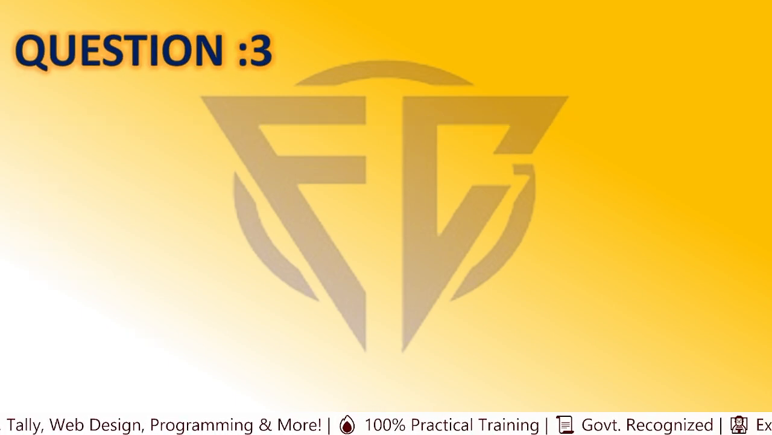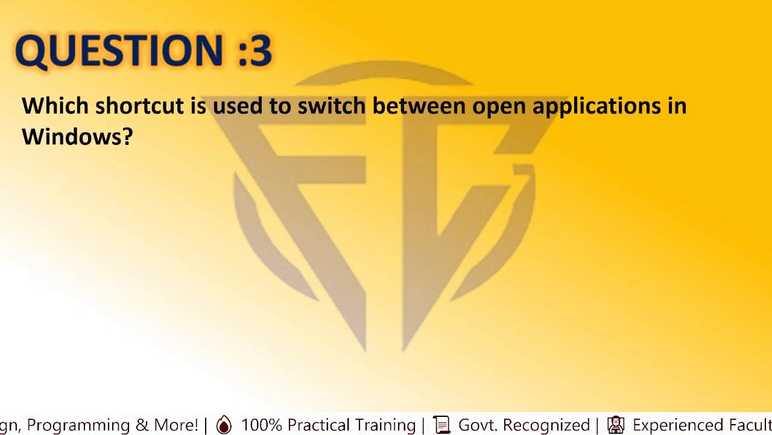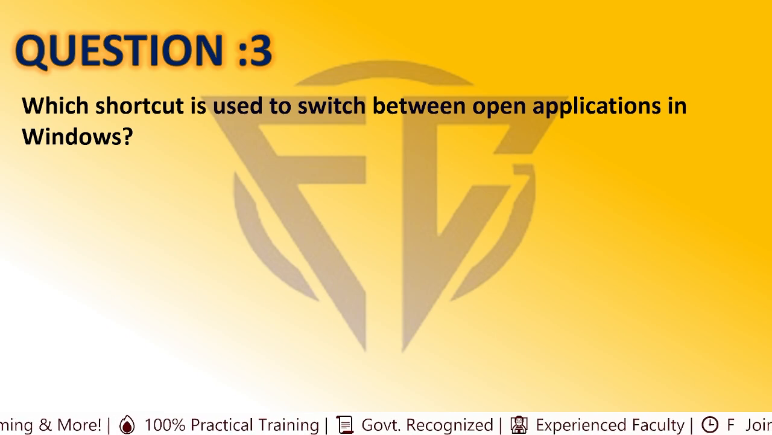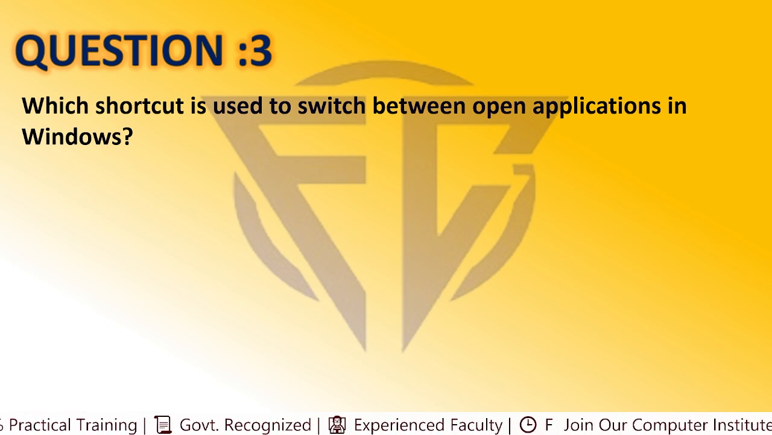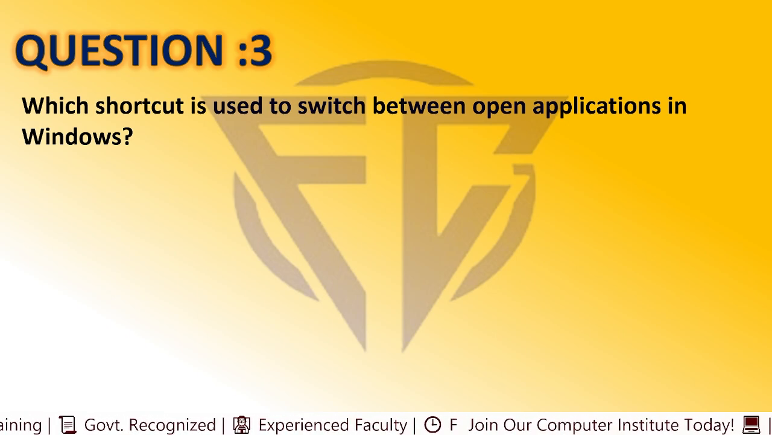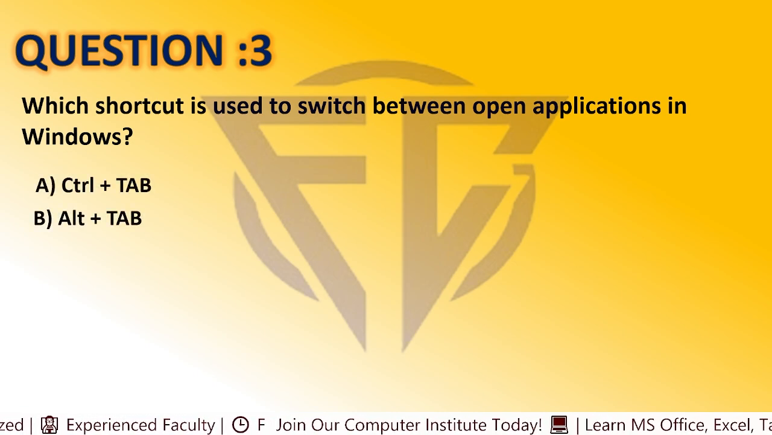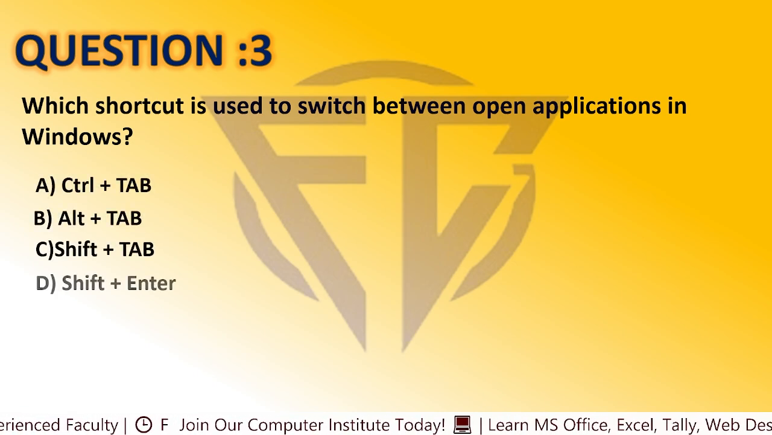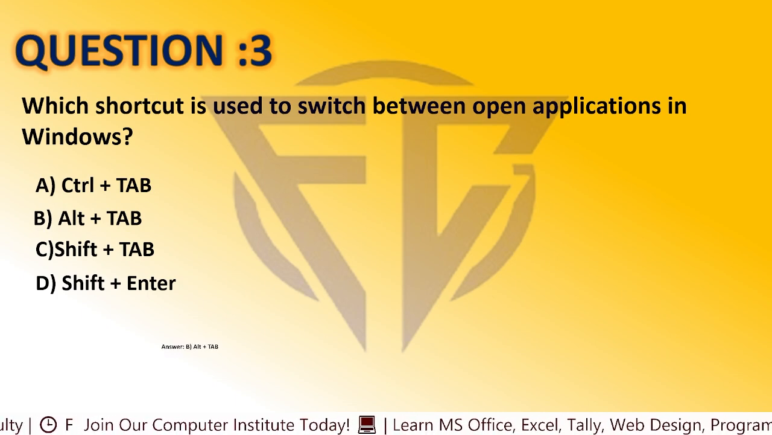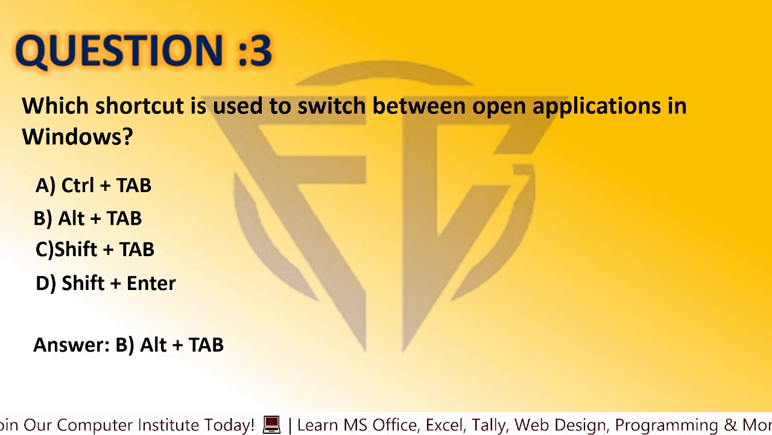And the next question is which shortcut is used to switch between open applications in Windows? Windows में open applications के बीच switch करने के लिए किस shortcut का उपयोग किया जाता है? And the options are Control plus Tab, Alt plus Tab, Shift plus Tab and Shift plus Enter. And the answer will be B, that is Alt plus Tab.